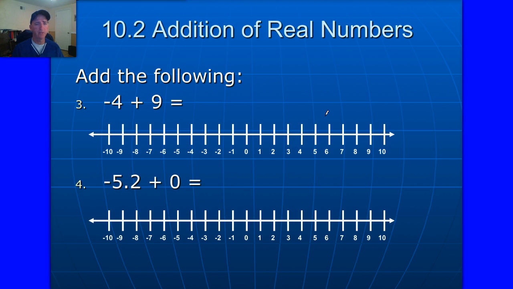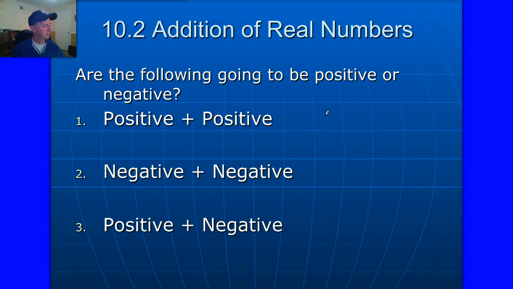A couple more here. -4 plus 9, that means you start at -4 and you move to the right 9 spaces, and that would end up at 5. And then the last one there, if you add 0 to a negative number, it just keeps its value. So there's 3 and 4 in your notes. Let's summarize what we've talked about here.